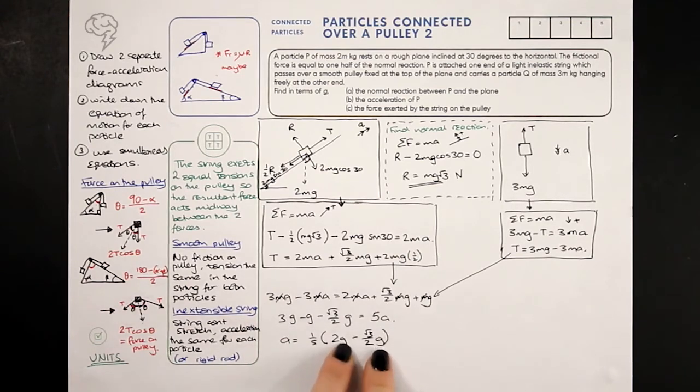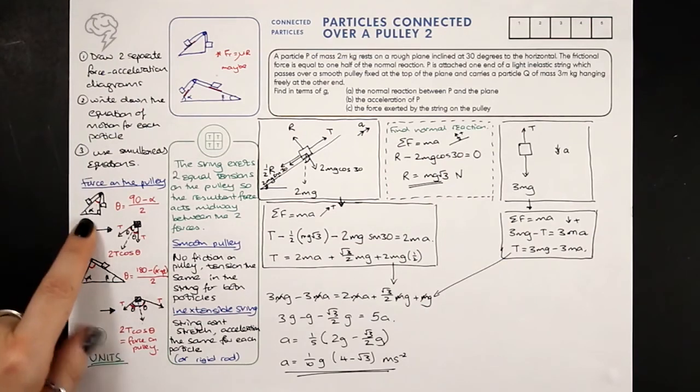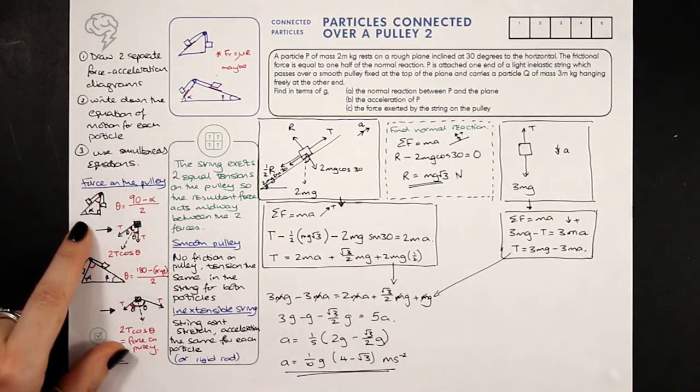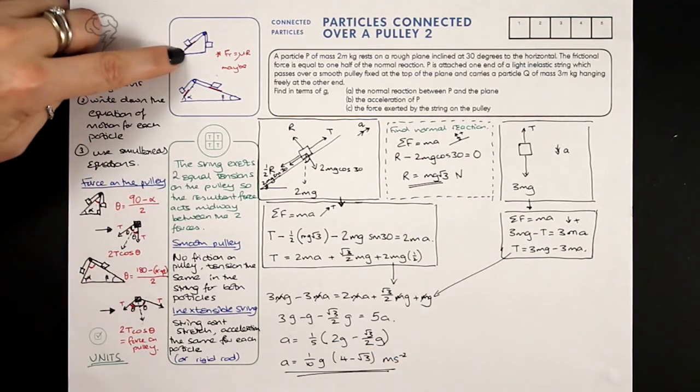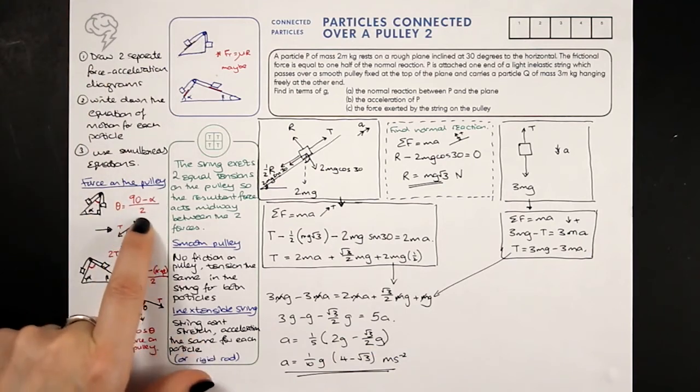Now, there's a common factor of g, so it'd be nice to pull that out. And it's not very nice having fractions in there, so we can pull out a half, but we must remember to change that to a 4. And that's a nice way to write it, but don't forget units. There's the acceleration. Okay, final thing, force on the pulley. We've got this scenario, so we're in this situation. So we know that the angle is going to be 90 minus 30, because this is 30 down there, this is 90, so it's going to be 90 minus 30, which is 60, and then halve it to get 30.